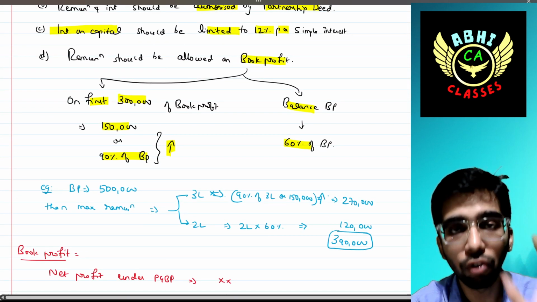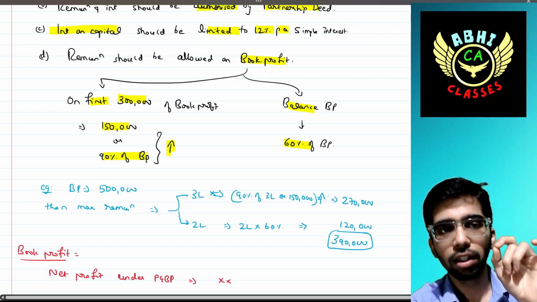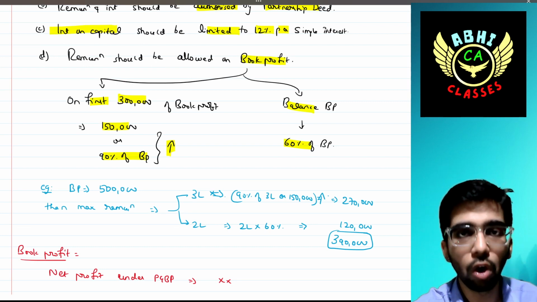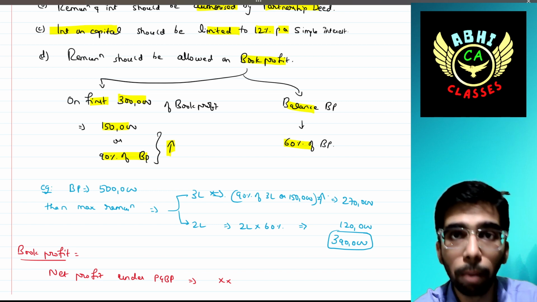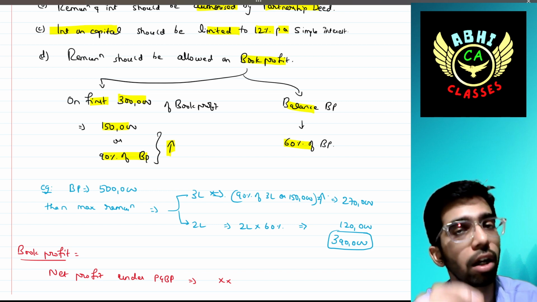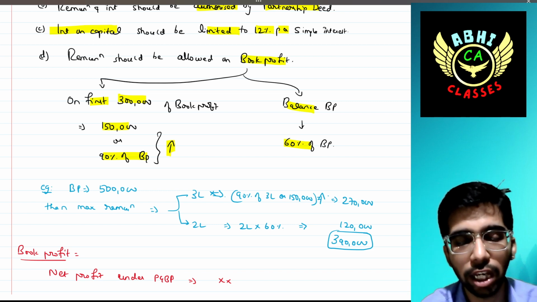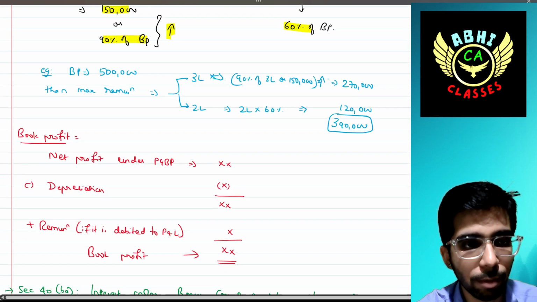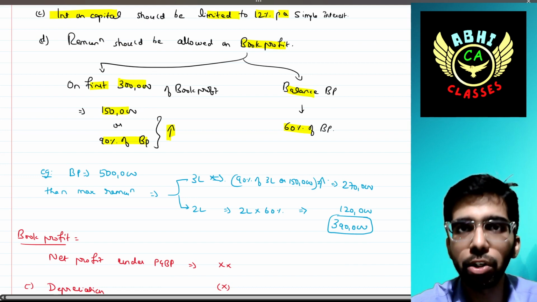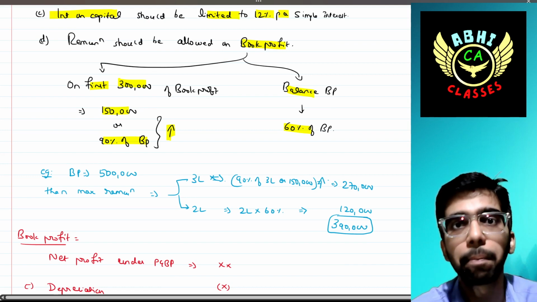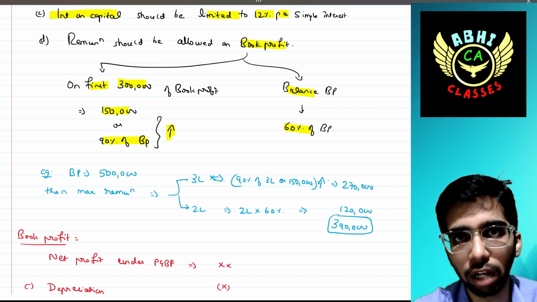Now, out of the first 3 lakh of book profit, the remuneration shall be 1,50,000 or 90% of the book profit, whichever is higher. For the balance book profit, the remuneration shall be 60% of the book profit. This is a little confusing, so I am taking one example. If my book profit as per this formula is 5 lakh, then the maximum remuneration that the partnership firm can pay is, up to 3 lakh, then the remaining 2 lakh we have to categorize.